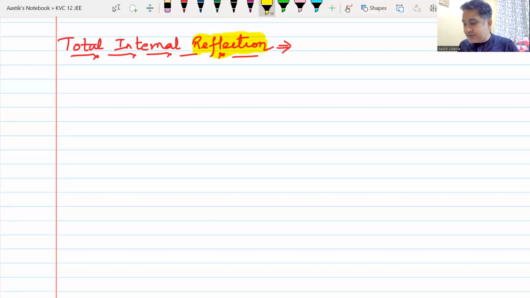Can anyone tell me what is the total internal reflection? Anyone has heard about this term? We heard this term, sir. We know this term, sir. You know this term. So can you tell me what do you know about this?